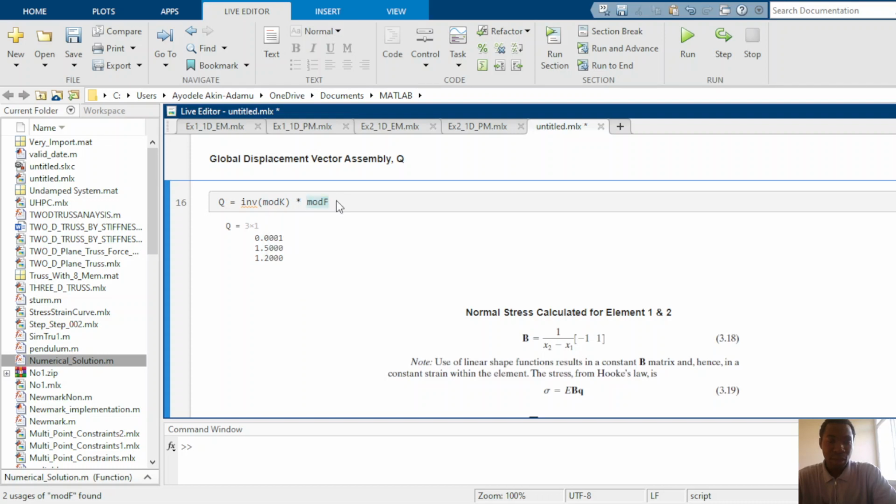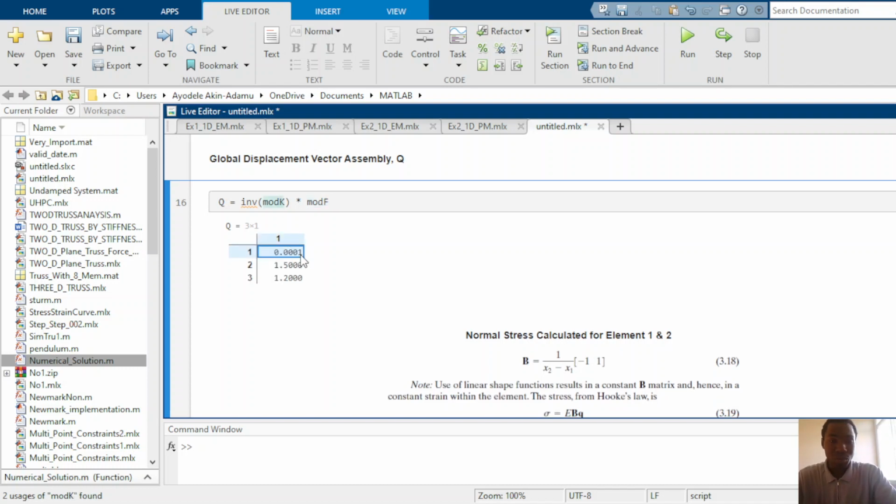So if we run this line of code, we will get Q to be equal to 0.0001 at node 1. We're actually supposed to get 0 at node 1, but we got a very small value, 0.00001 mm. It shows you that the finite element method is not a precise solution, it's an approximate solution, but the approximation is quite good. At node 2, our displacement is 1.5 mm, which we got in our hand calculation.